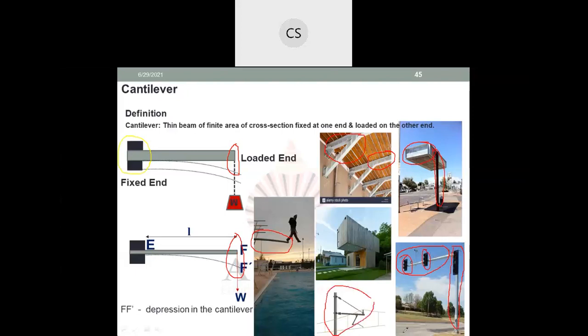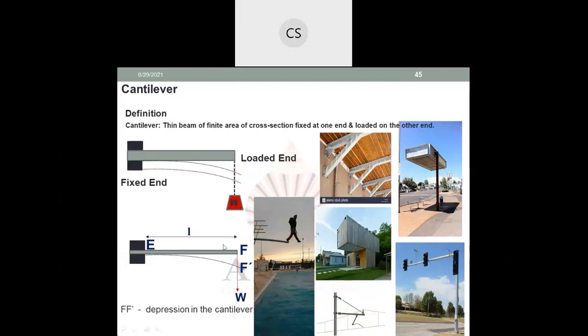This is another very good example. This is actually railway electrification, the railway electric line. This is again a cantilever. This end is fixed and the other end is loaded. Again, you can see here multiple cantilevers, and one more set of cantilevers here. These are some of the examples for cantilevers.